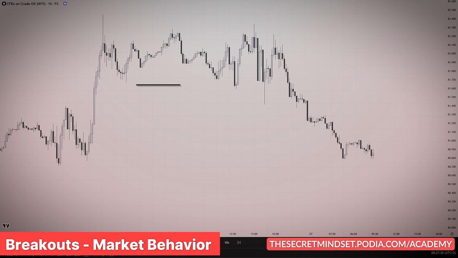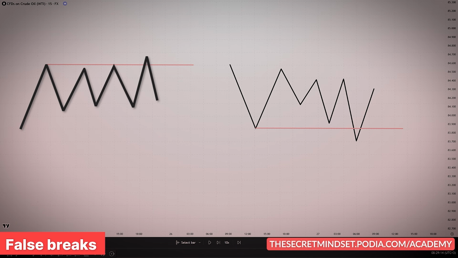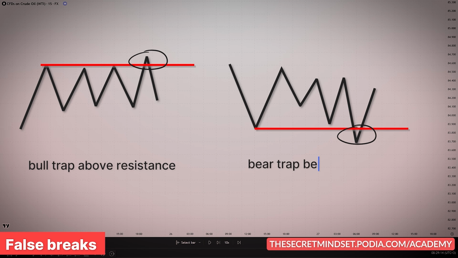The psychology around breakouts is simple. Before the break, you often see the market testing the level multiple times, like it's probing for weakness. Each test causes an increase of activity as traders anticipate a potential break. False breaks are common. This is where price pierces the level briefly, only to snap back. These are known as bull traps above resistance and bear traps below support.